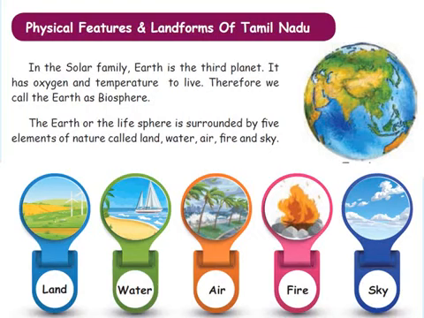Because Earth has oxygen and temperature to live. The Earth or the life sphere or biosphere is surrounded by the 5 elements of nature called land, water, air, fire, and sky. So, dear children, what are the 5 elements? Land, water, air, fire, and sky. Our earth is surrounded by the 5 elements of nature, which are they? Land, water, air, fire, and sky.